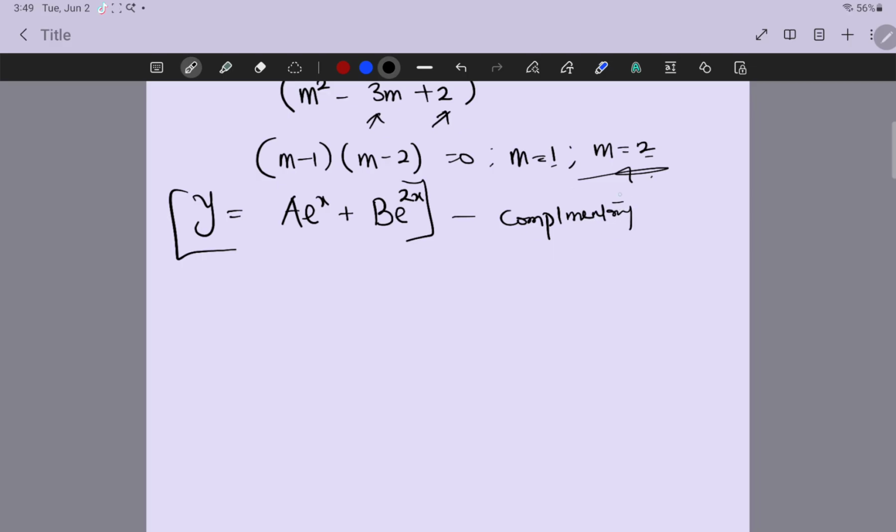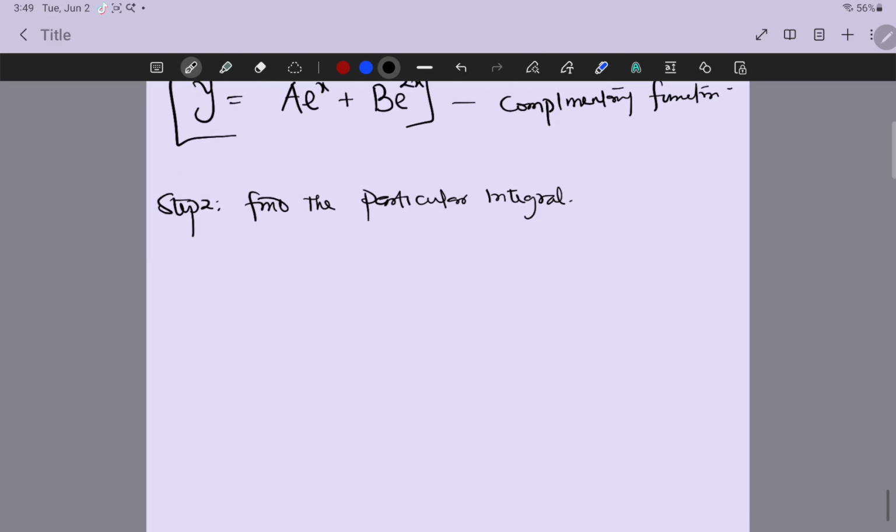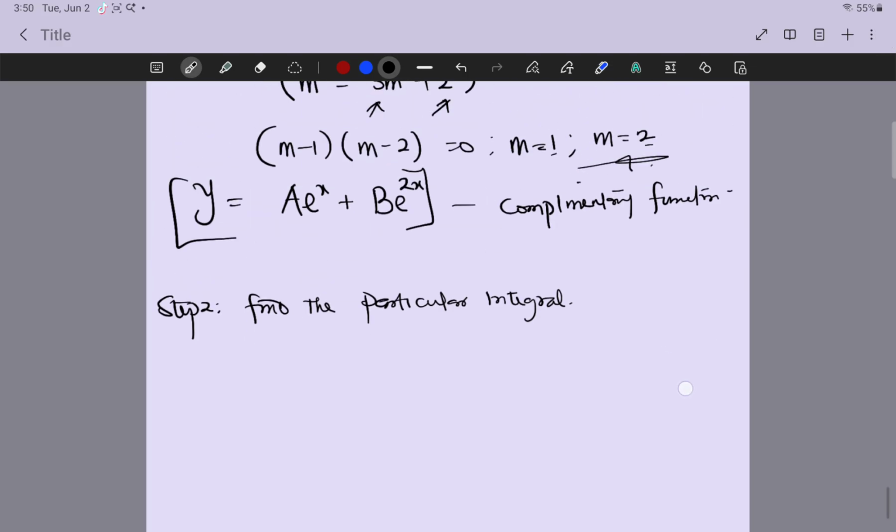Right? Now, if you continue on that same path, you discover that step two is to find the particular integral. How do you find the particular integral? You start from the right hand side.